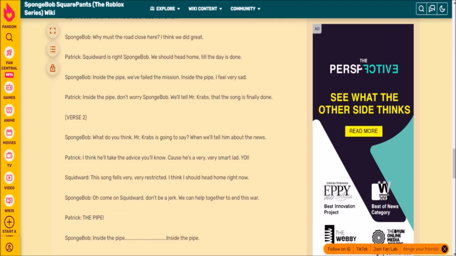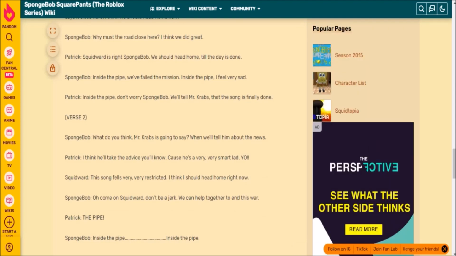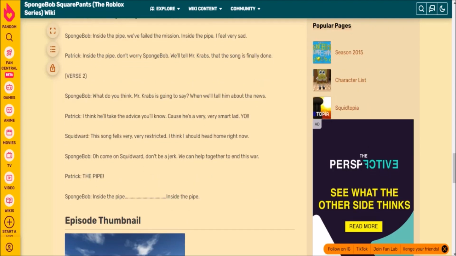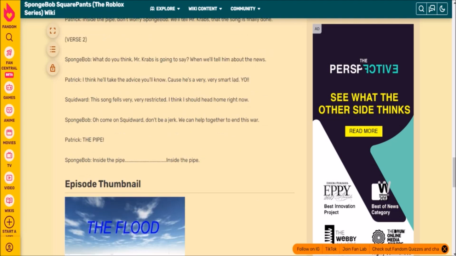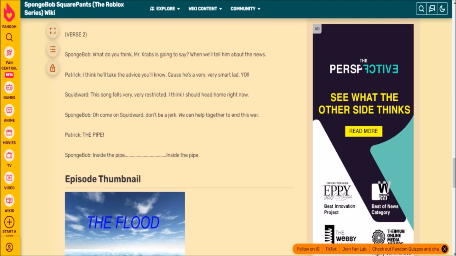Verse 2. SpongeBob: What do you think Mr. Krabs is going to say when we'll tell him about the news? Patrick: I think he'll take the advice, because he's a very, very smart lad, yo. Squidward: This song feels very, very restricted. I think I should head home right now. SpongeBob: Oh, come on, Squidward, don't be a jerk. We can help together to end this war. Patrick: The pipe. Okay. SpongeBob: Inside the pipe, inside the pipe.